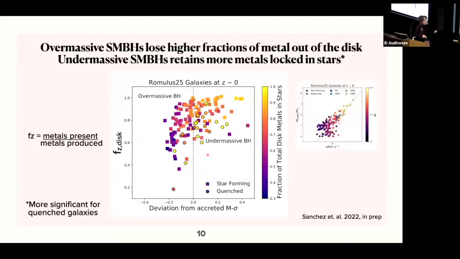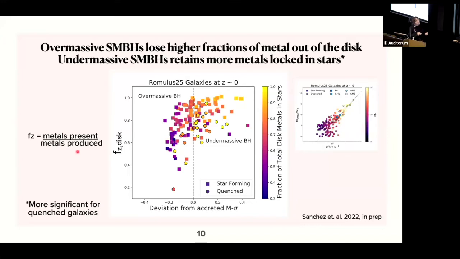I've used this definition here as my x-axis. So you have galaxies that have overmassive black holes on the left of this line and galaxies with undermassive black holes on the right. My y-axis here is what I'm going to call the metal retention of the disk. This is the amount of metals present in that galaxy's disk or central region for the quenched galaxies, divided by the total metals produced by that galaxy. So a galaxy along 0.6 has retained 60% of the metals that it has produced during its life.